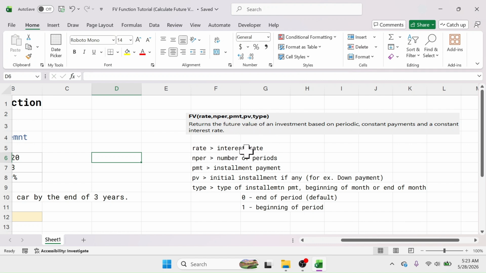Rate means the interest rate, NPER means the number of periods, PMT means the installment payment, PV means the initial investment if any, for example the down payment, and the type means the type of installment payment, which can be either at the beginning of the month or at the end of the month, where 0 represents the end of the period or month and 1 represents the beginning of the month.